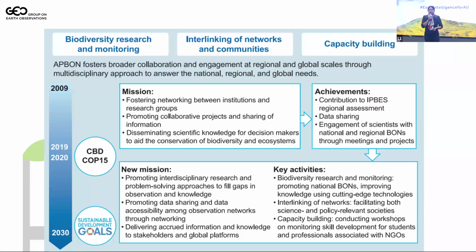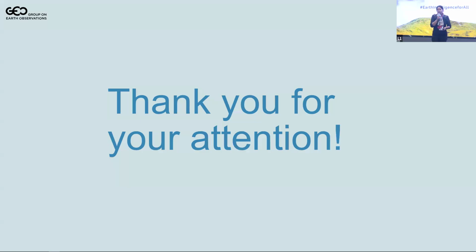In the next few years, by 2030, we really want to promote interdisciplinary research and data sharing. We are also working on biodiversity essential variables so that we can support the governments of the Asia Pacific region to achieve their targets of the Kunming-Montreal Global Biodiversity Framework. If you are based in the Asia Pacific region and are not part of this network, please join us and be with us to achieve the biodiversity targets by 2030. Thank you.